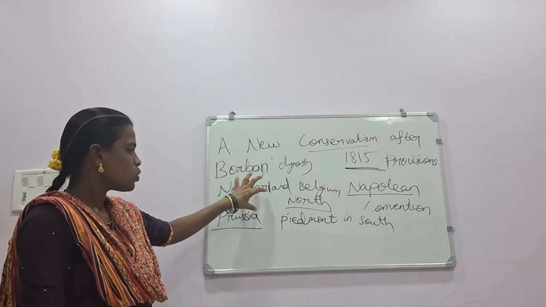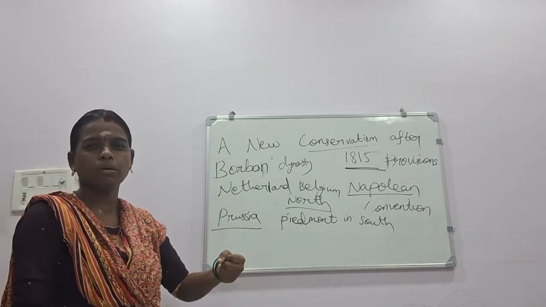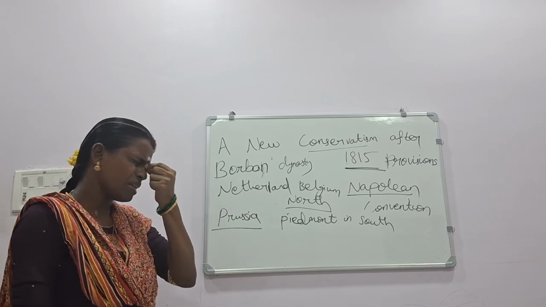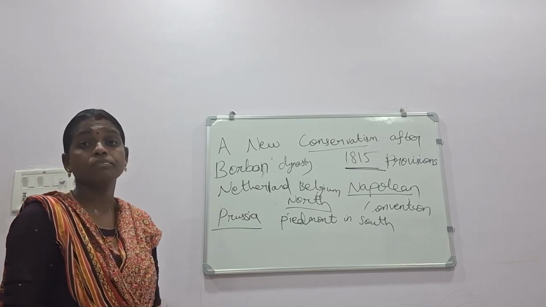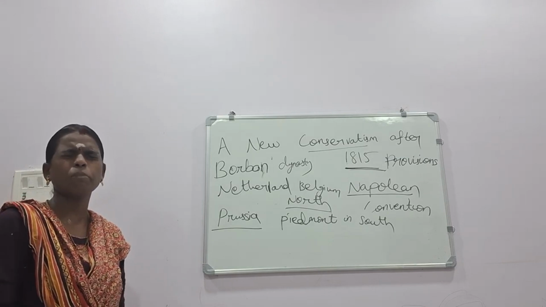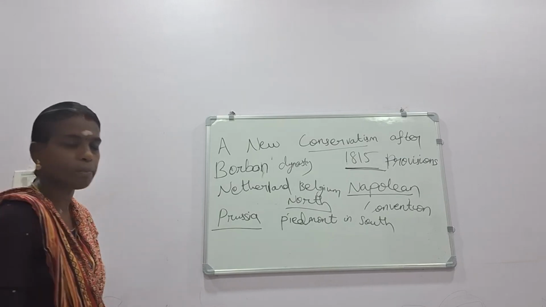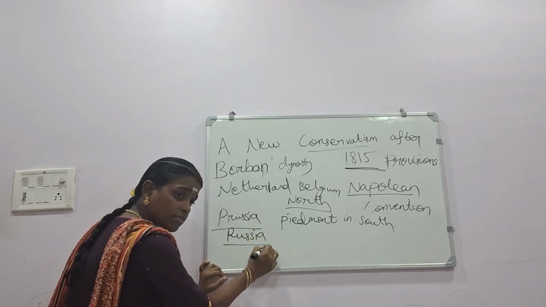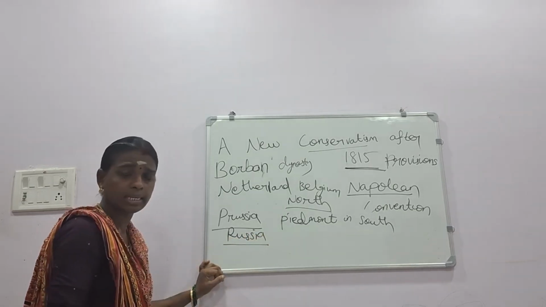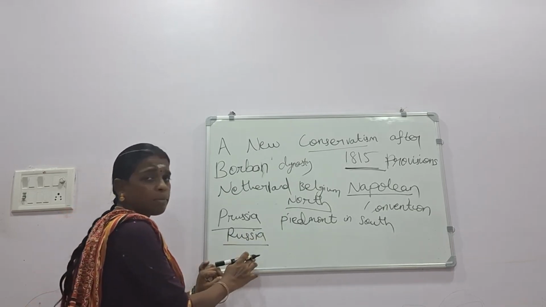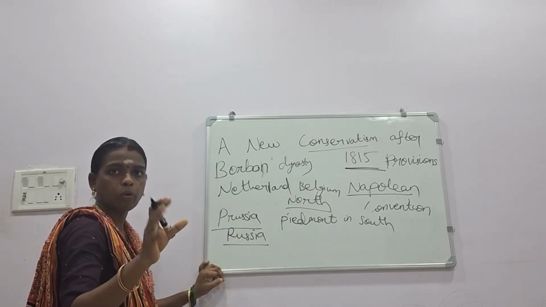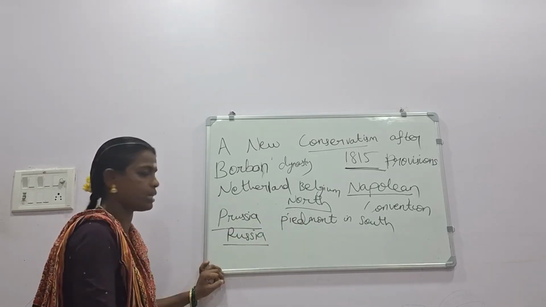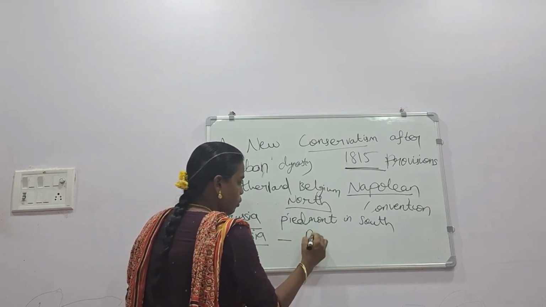And so many changes were brought by the conservatist people. The next thing will be Russia. Russia was added with Poland. In other ways I can say Russia became a portion of Poland. Poland was there, no? This territory was also added with the Poland territory, or with the Poland country.